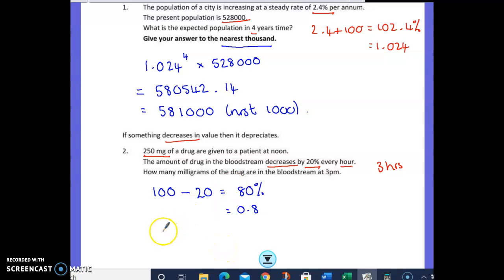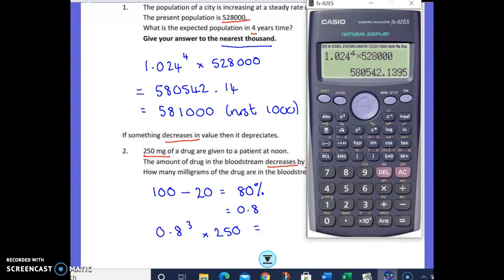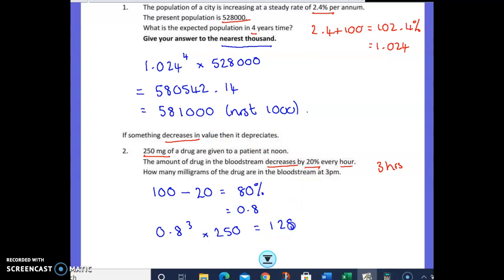Apart from that, I do everything else the same. So my multiplier is 0.8. It's for 3 hours, so to the power of 3. Started with 250 milligrams, so I times by 250. So 0.8 to the power of 3 times 250. And we get 128 milligrams.